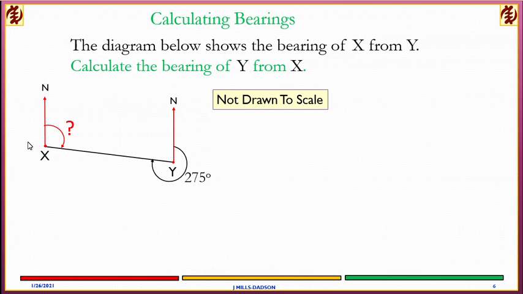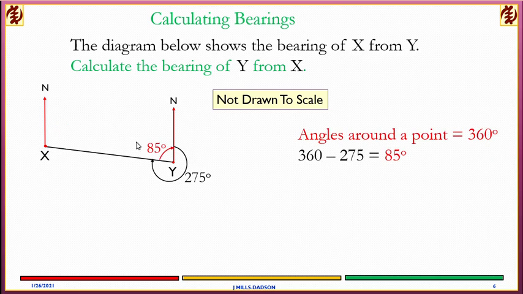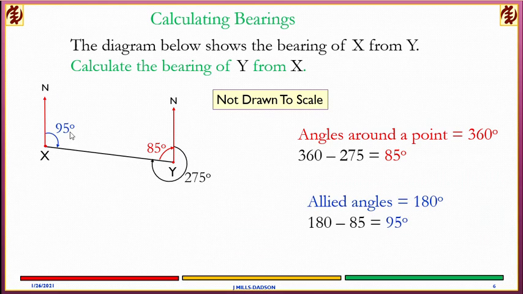Okay, so we start again. We know it's 85 degrees because angles around a point add up to 360 degrees. So 360 minus 275 is 85 degrees. These two angles are called co-interior angles, and they must add up to 180 because they form a C shape. If you review your angle facts, you understand these terminologies. So allied angles or co-interior angles add up to 180. That's why this is 95.